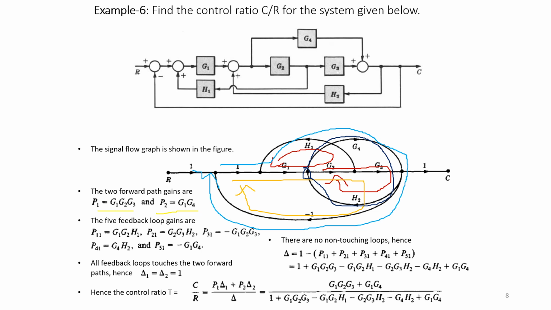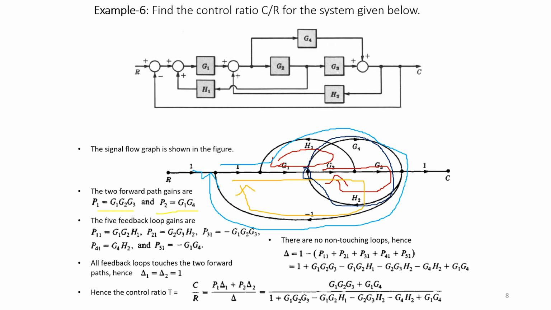as equal to G1, G2, H1, G2, G3, H2, minus G1, G2, G3, G4, H2 and minus G1, G4. So now using this, find the delta value, which is nothing but equal to 1 minus summation of all loops. So here there are no non-touching loops because all the loops touch each other. So this is the delta value that I am going to get.